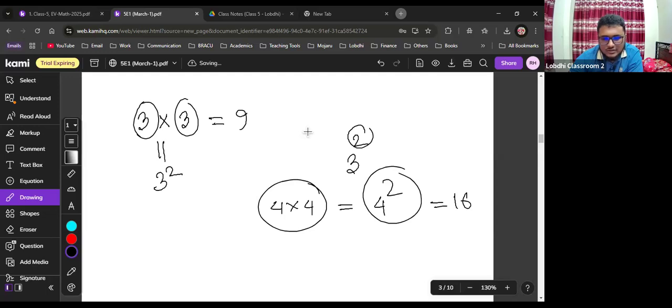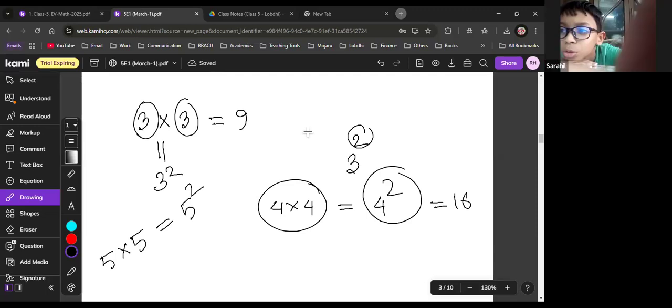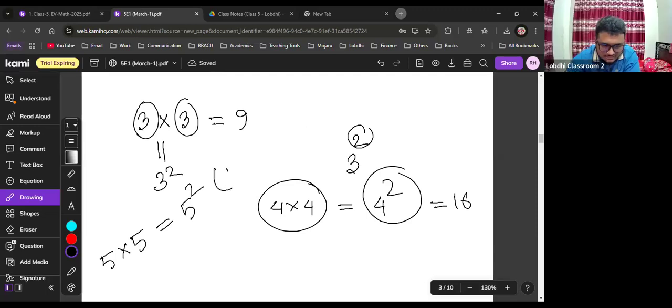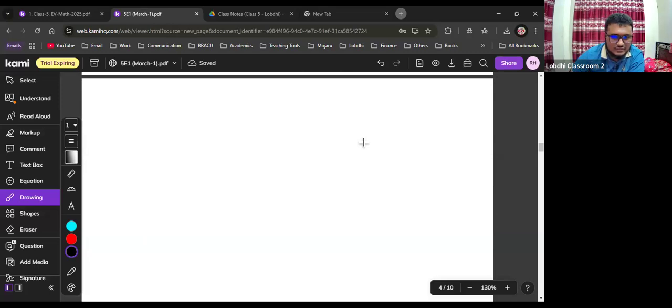No problem with this. We are just trying to understand another format of expressing 4 multiplied by 4. So if I write 5 multiplied by 5, what will it be in that format? 5 and 2. 5 to the power 2, that is how it is pronounced, and in short you can say 5 square. So if I tell you 5 square, it means 5 to the power 2. It means 5 multiplied by 5. It means 25. Again, one small example.